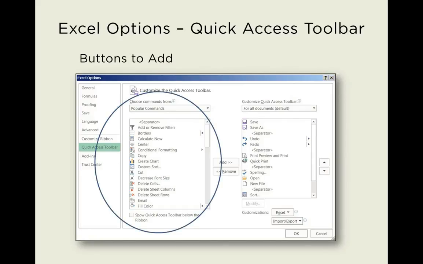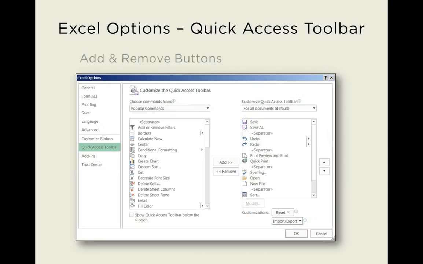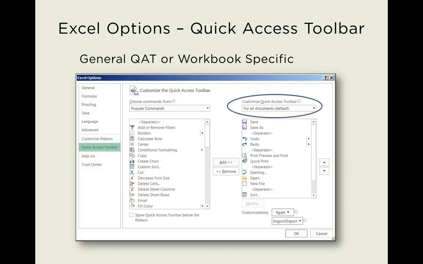This next area displays the buttons within that selection. These are the buttons that can be added to your Quick Access Toolbar. This region displays the current settings and arrangement of the toolbar. Here are the Add and Remove buttons, and down here you will find the Reset and Import/Export buttons. And lastly, this box lets you specify the location of the buttons to be added, either to the general Quick Access Toolbar for use in all workbooks, or to create buttons for use only in a specific workbook.